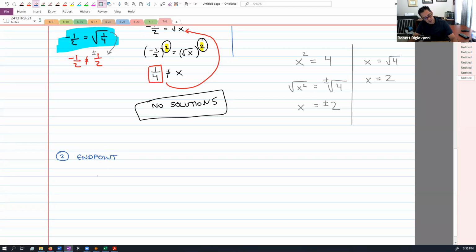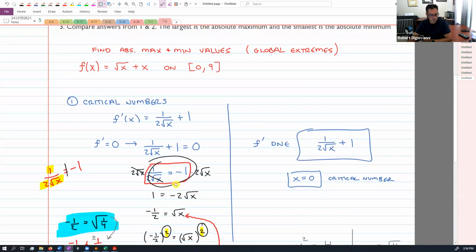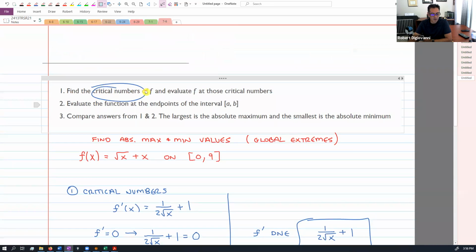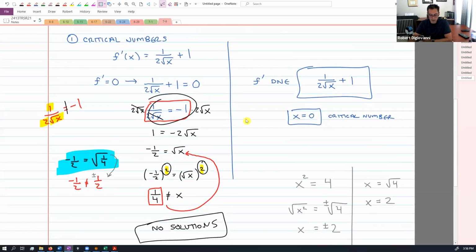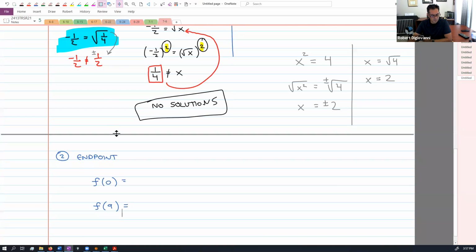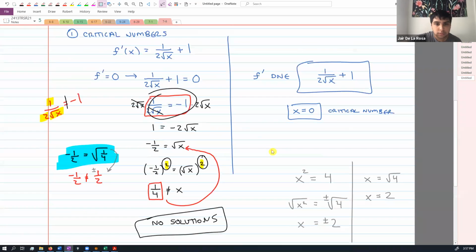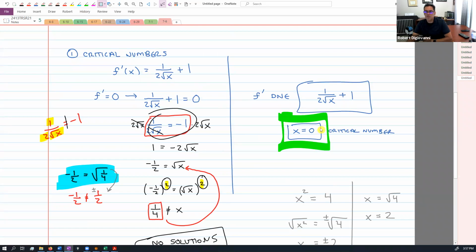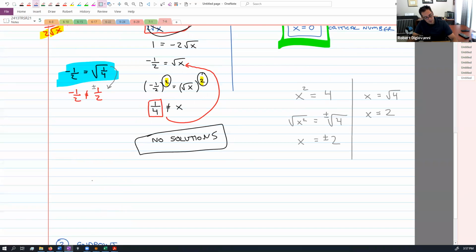So that means all we're going to do is take the two endpoints, 0 and 9, and plug them into the original function, right? Oh, wait, you know what I forgot to do? I'm sorry, I got ahead of myself. In step 1, what are we supposed to do? Find the critical numbers and then evaluate the function at those critical numbers. I forgot to evaluate the function. How many critical numbers do we have? Just one, right? The only critical number we have is this one right here. So we just need to see what the function's doing there. The function at 0 is the square root of 0 plus 0, which is just 0. So as a point, it's the point (0, 0).